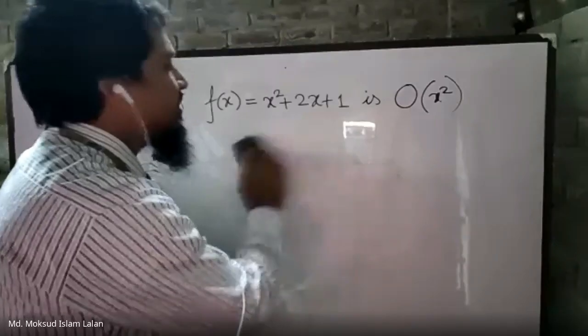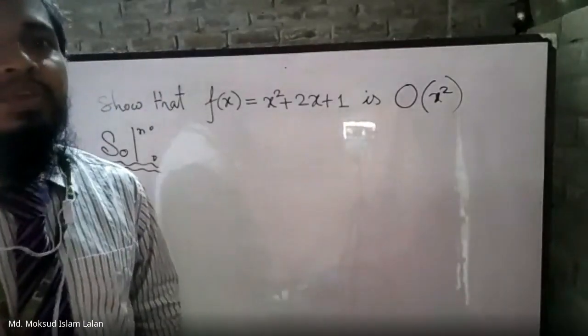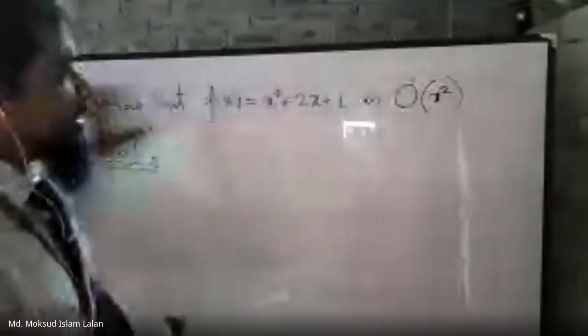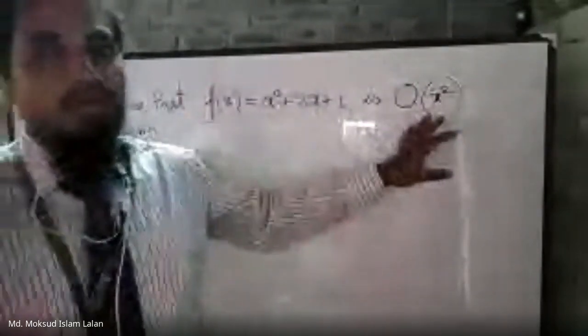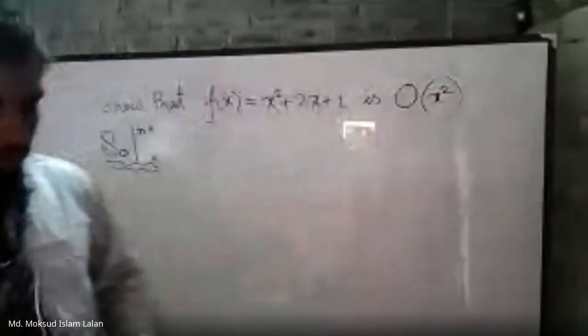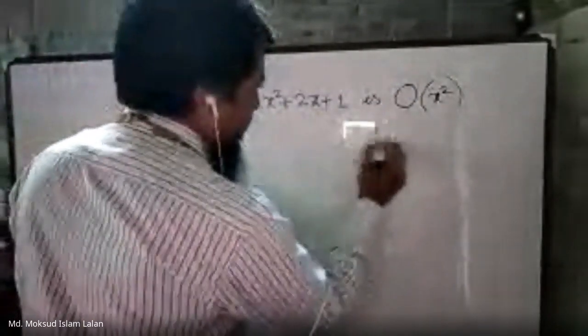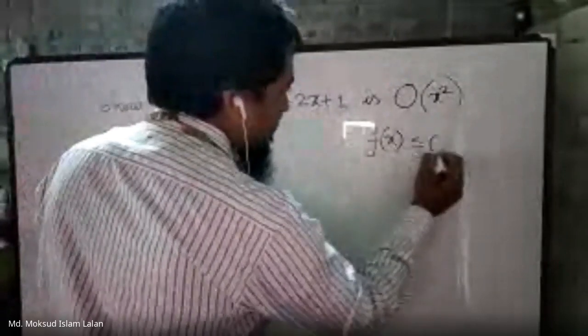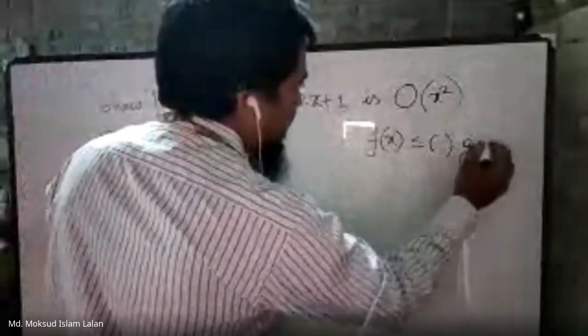No, Rikta. Your question will be different or maybe the same, right? Try to understand. This is our question, right? Again, I am explaining. You have to show that this is a big O. So, we know the definition. Don't forget the definition. We know the definition: f of x less than some constant times g of x.